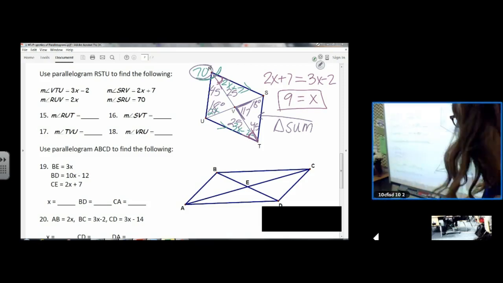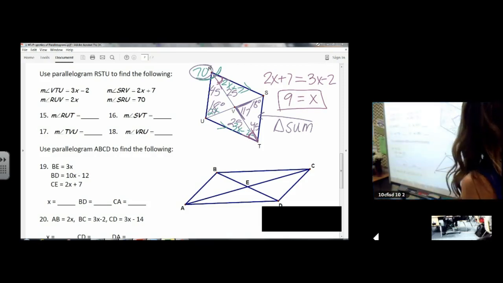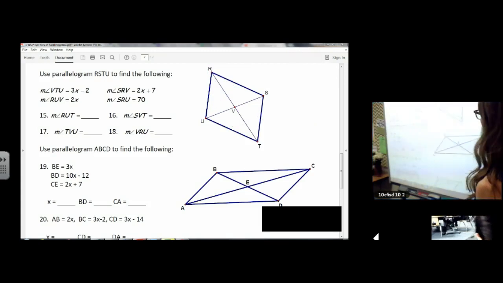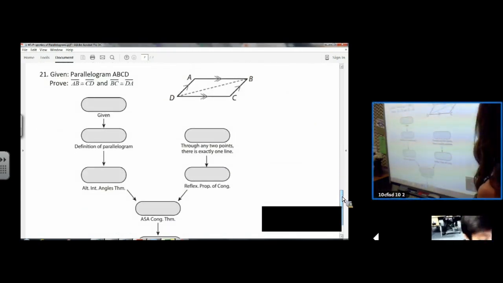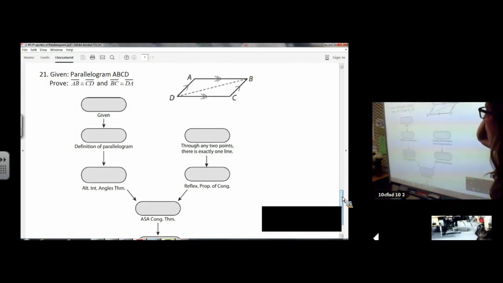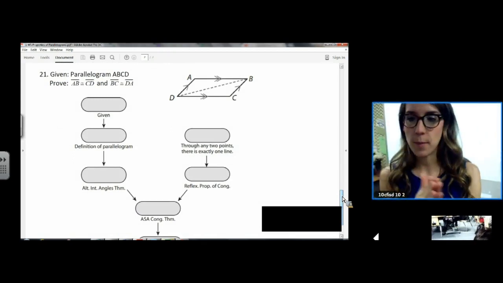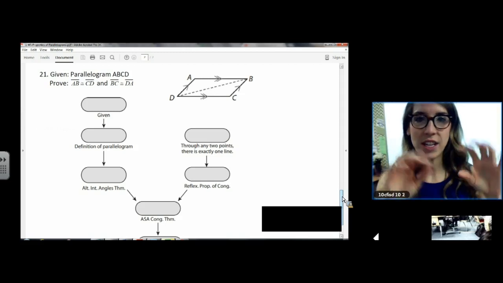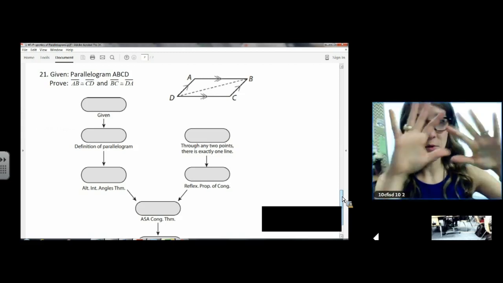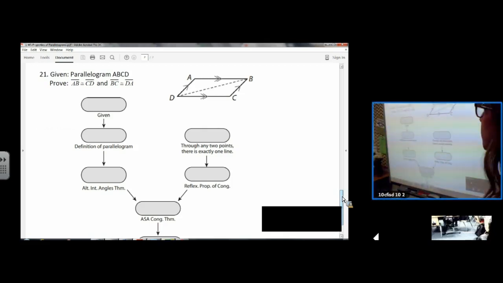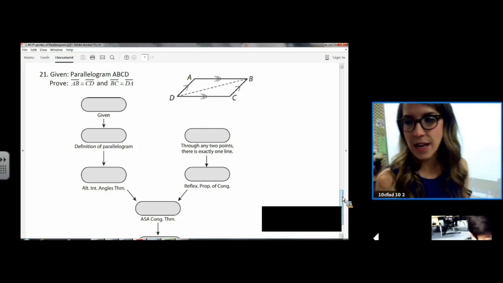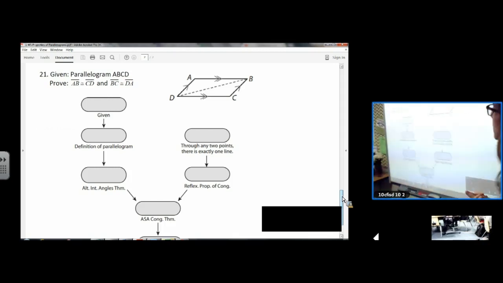Let's look at number 21. Let's look at this proof. This is called a flow chart proof. This is new in this unit. We haven't done this before. A flow chart proof has the same information as a two-column proof. It's just the flow of logic. I'm using the word flow because it's a flow chart proof. The flow of logic is a little bit different. All right, you always start with the given and end with the prove.